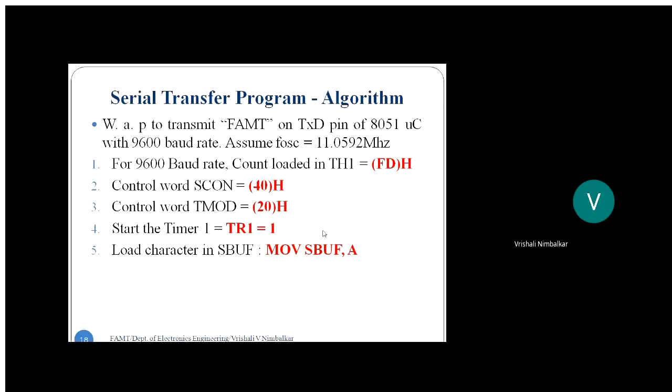Now, SBUF is a special function register. All addressing modes are possible. Either refer to the SFR by its name or by its address. The possible addressing modes are SBUF comma hash, that is immediate addressing mode, direct comma direct, or direct comma accumulator. I will prefer to use MOV SBUF comma A, where the data or the character from the accumulator should be transmitted in SBUF. So that's how we will be loading the character in SBUF.